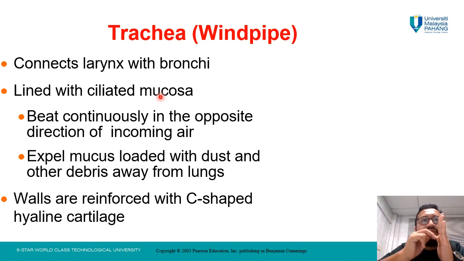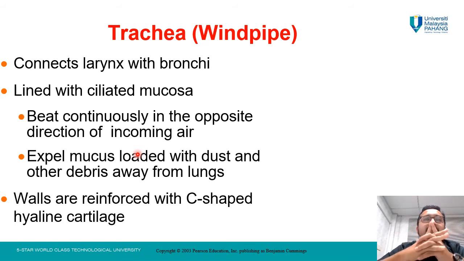Okay, the function of ciliated mucosa: beat continuously in the opposite direction of incoming air. Means if there is incoming air here, it will beat in the opposite direction, so it expels mucus loaded with dust and other debris away from the lung.